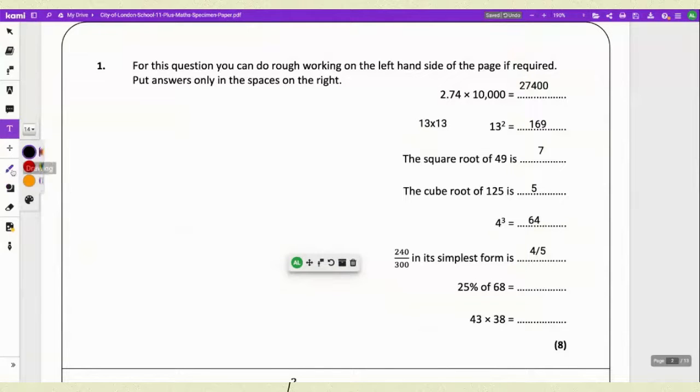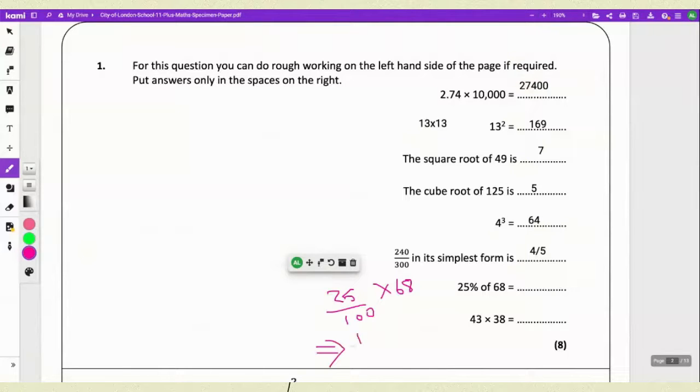And the next one is 25% of 68. I'll use a pen for this one. So you have 25 over 100 multiplied by 68. You could also write that as 1/4 of 68. That gives you 17. And the next one is 43 multiplied by 38. That would be 1634.